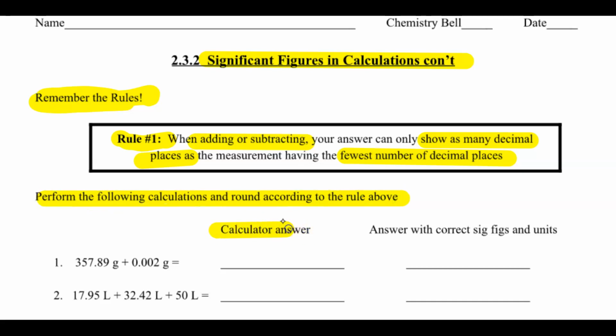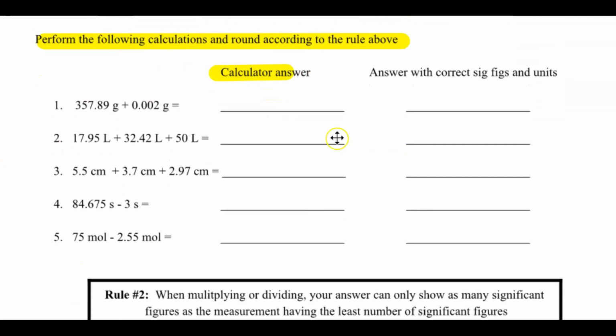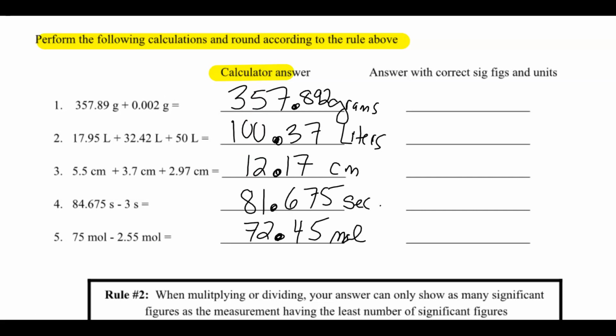I want you to do right now, make sure you have all of these regular calculator answers filled out. If you don't and you're watching the video, I want you to pause the video, come back when you have this column all filled out. Okay, welcome back. Here should be all your calculator answers. This is how you normally add up these numbers or subtract these numbers in math class. Let's now round them according to our proper sig fig rules.